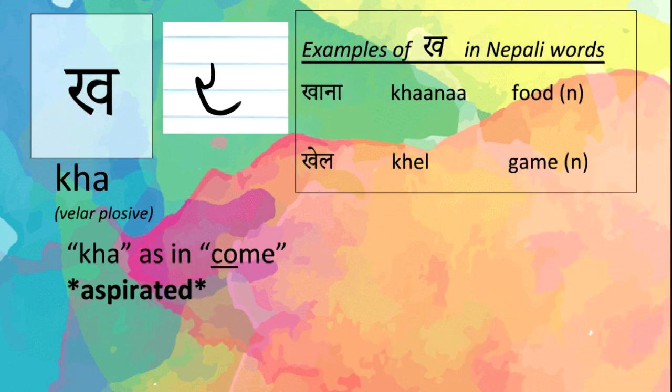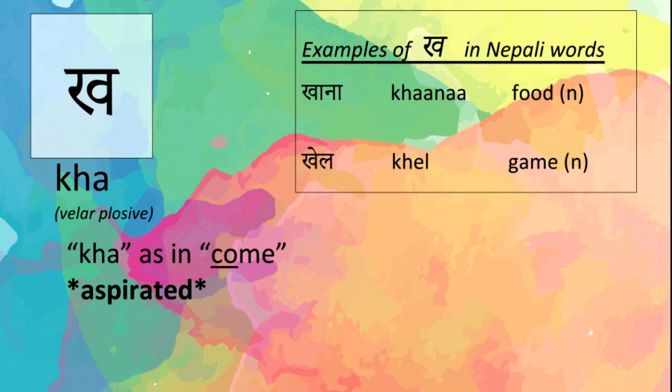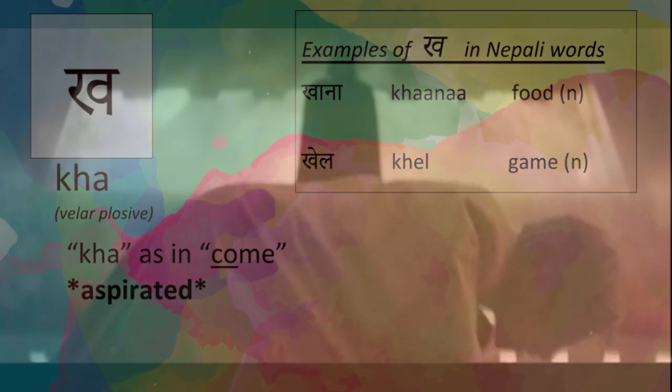Now our next letter is kha. This is the aspirated version of ka, our first letter. Yes, the first two letters are very similar. The difference between ka and kha is all in the aspiration. What, you may ask, is aspiration?